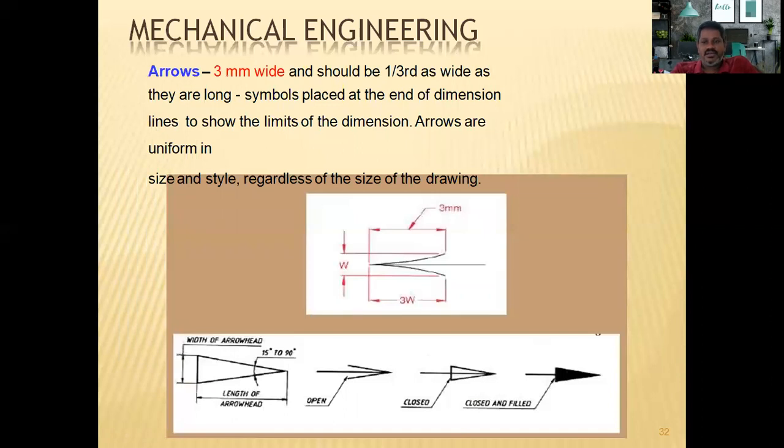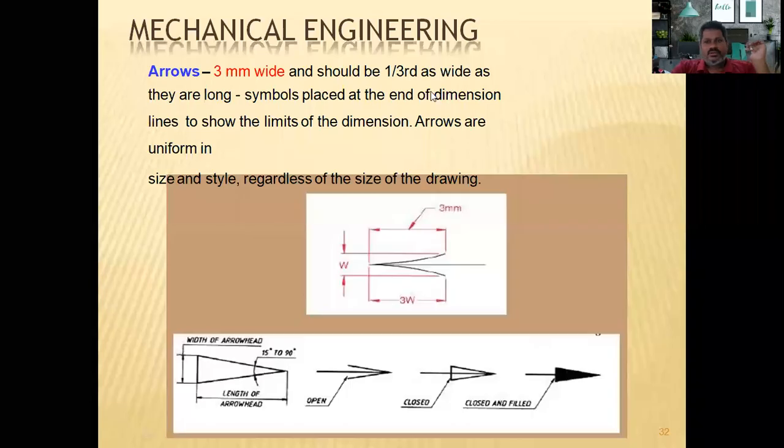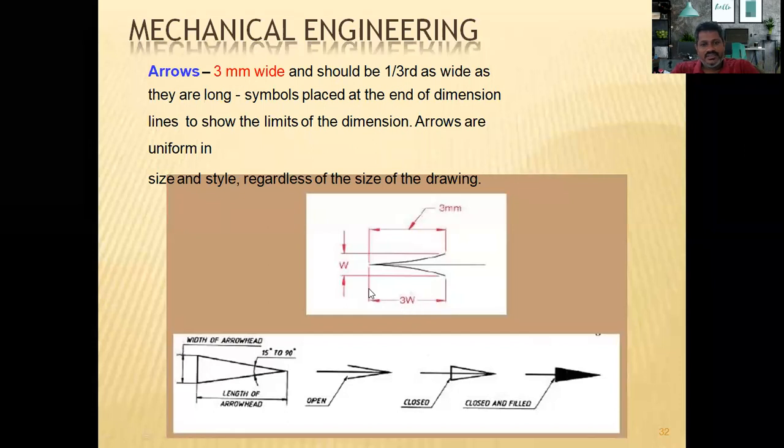Then let us come back to how you represent the arrow marks. There are different types of arrow marks that you can see here. Normally the arrow mark size is 3 mm long and 1/3 of that wide. So 1:3, as you can see here, or 3:1. When the length of the arrow is 3, the width must be 1 mm. Now as you can see here, 3W means it is W. That means the length and width of the arrow must be in the ratio 3:1.